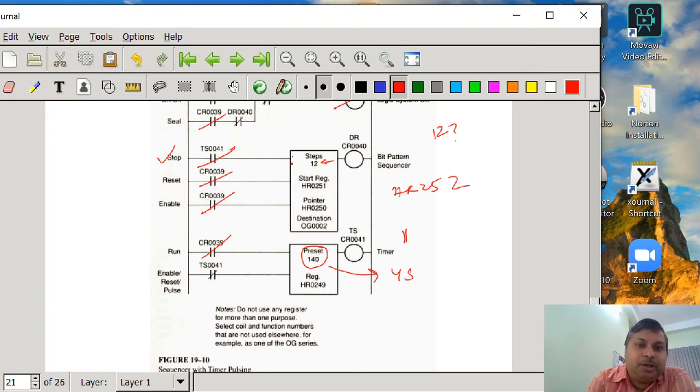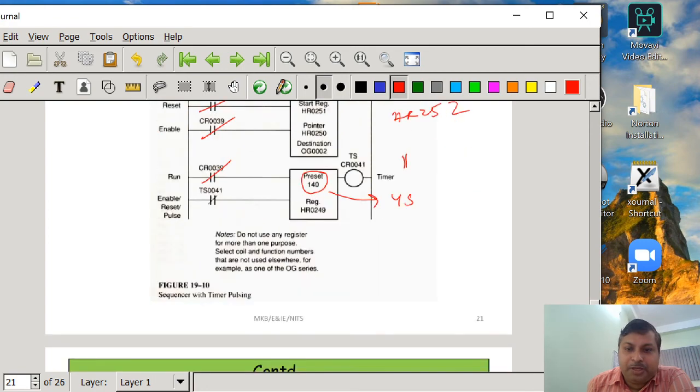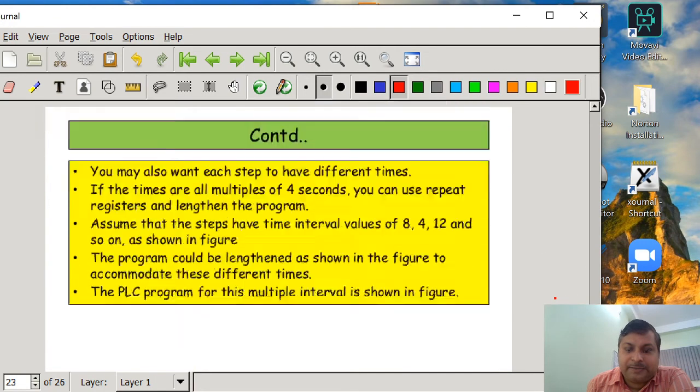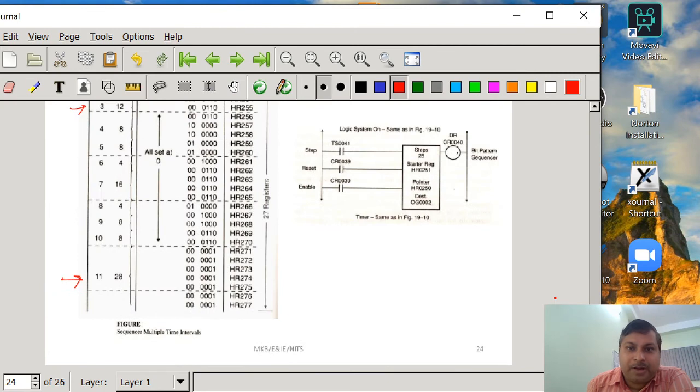And here only the changes will be there. What the changes will be there? Now the steps will be, you will find that instead of 12 we will write steps 28, and the starting register is 251, pointer also 250, and then OG is 002. These are the changes you have to make. Okay, so this is the one possibility.